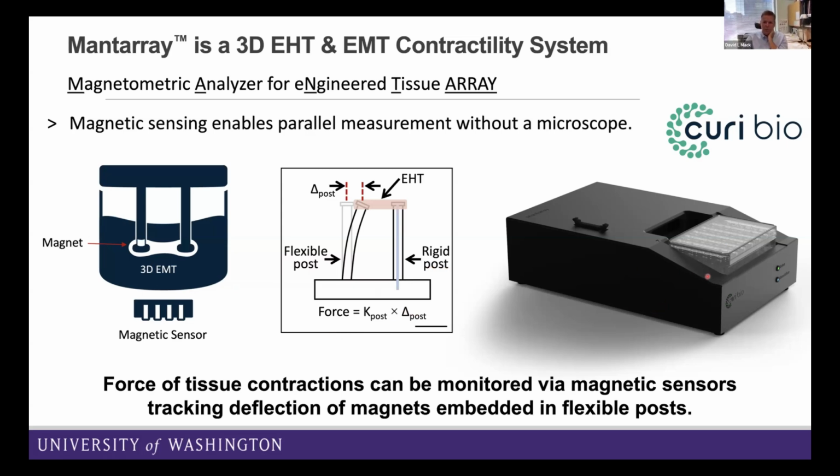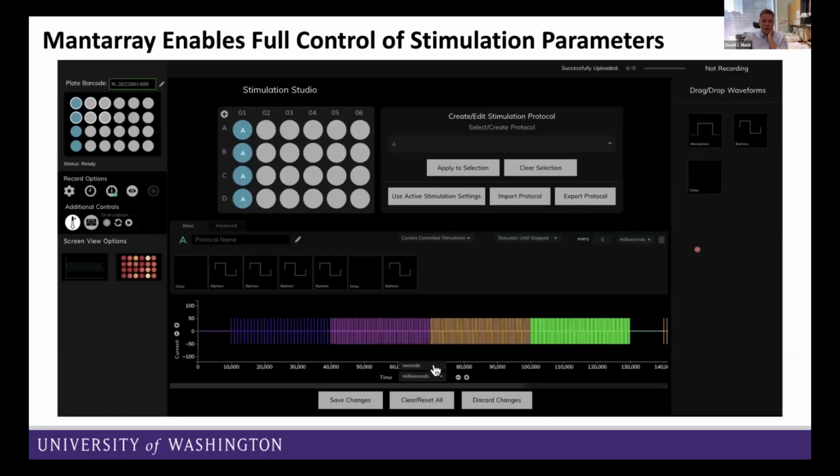This is the MANTA-Ray instrument shown on the right. It's about the size of a shoebox and it fits in the incubator. What I'll show you data from today is a 24 well version, and we also have a 96 well version under development. MANTA-Ray has an intuitive user interface to control stimulation parameters. I can start the movie.